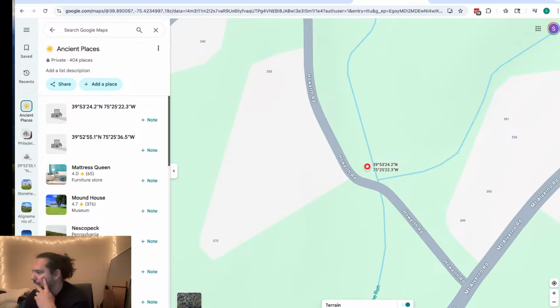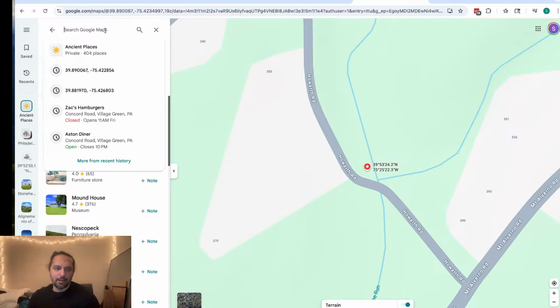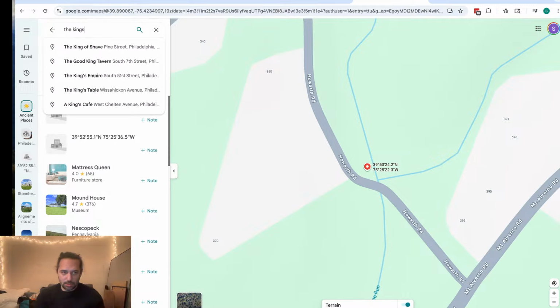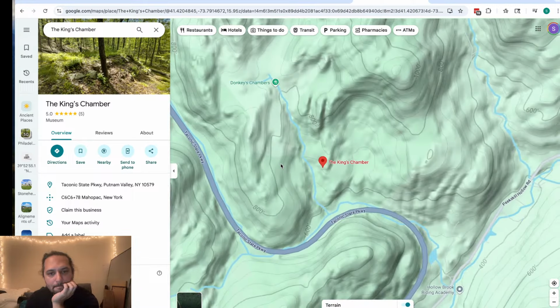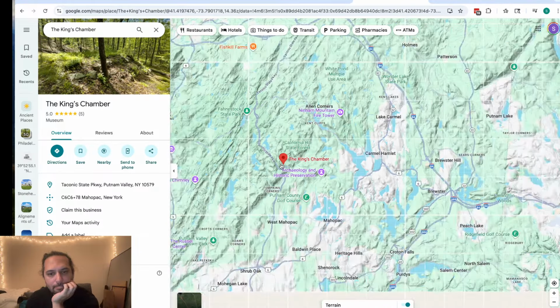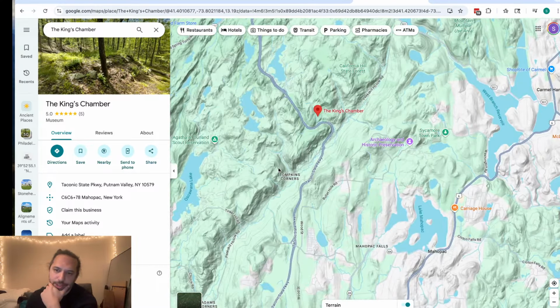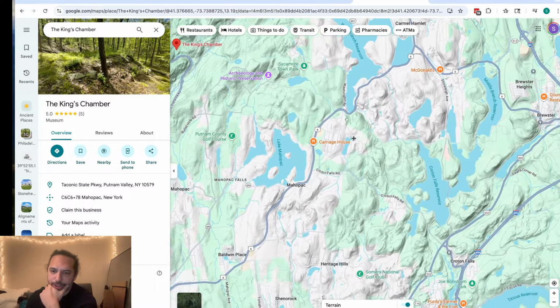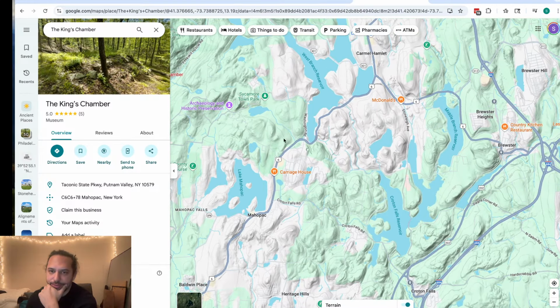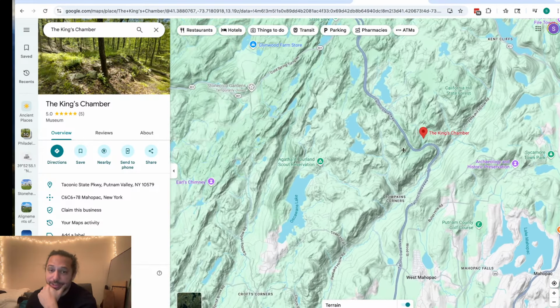But you were saying the King's Chamber in Putnam Valley. The King's Chamber, Putnam Valley. How far up are we? Oh, okay. So just north of New York. Look at all the lakes. Man, there's so many lakes in this area. This is a part of New York I pretty much never go. I should.